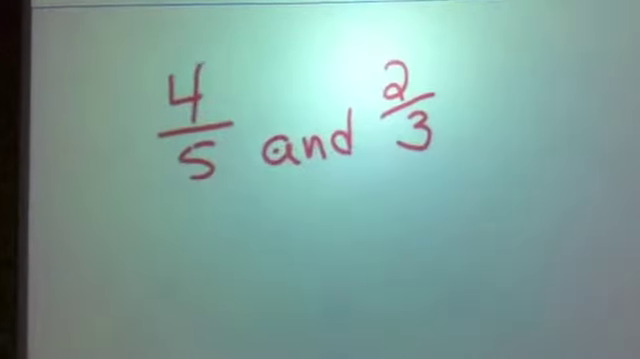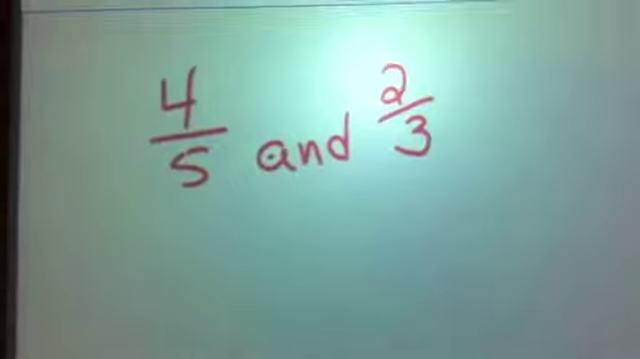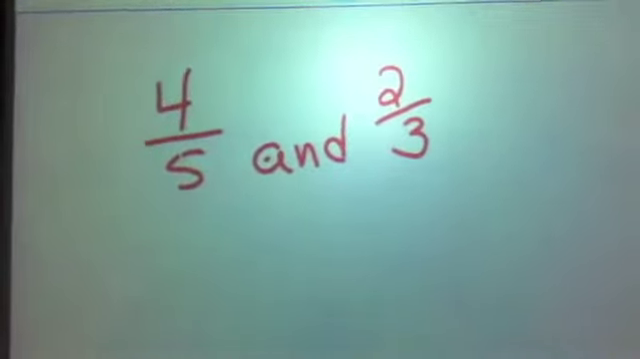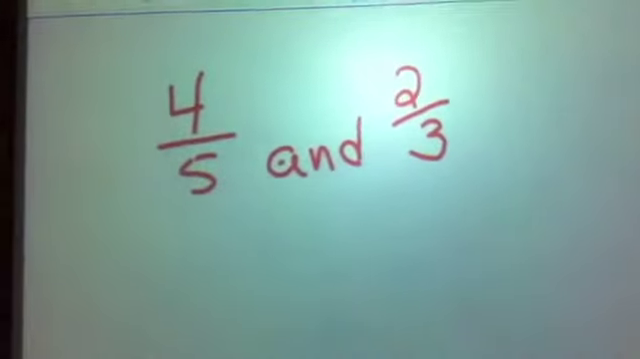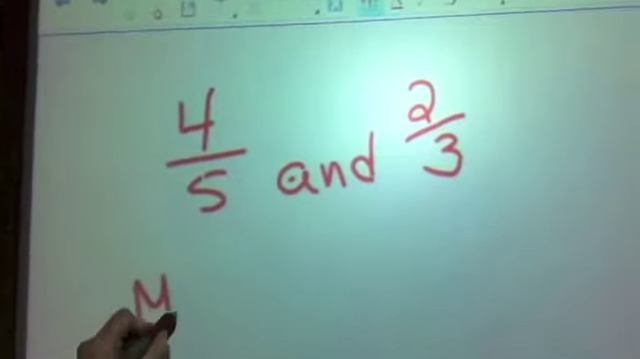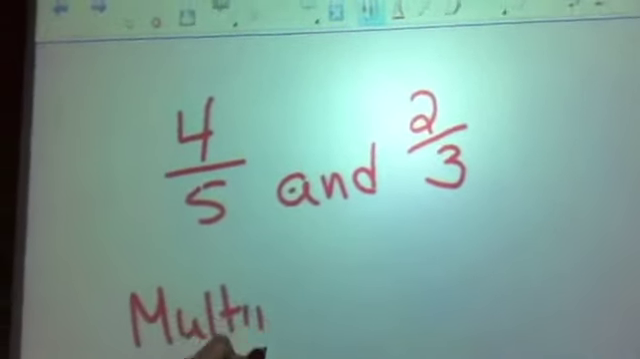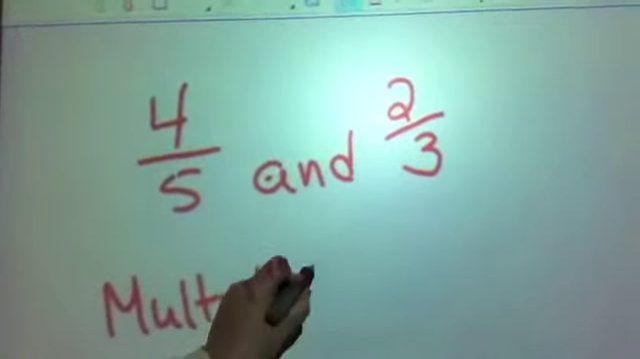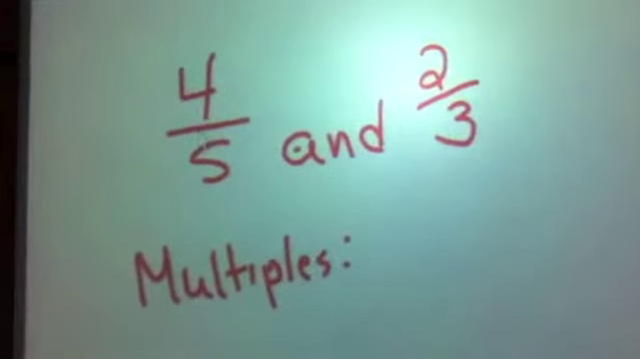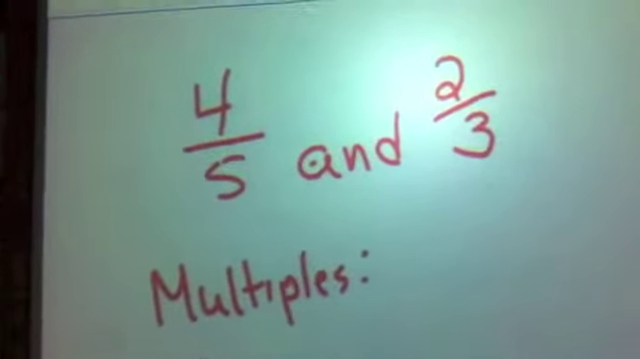Okay, we have 2 fractions that we want to find the common denominator for. The first one is 4/5 and the second one is 2/3. So my first step is to find the multiples of the 2 denominators. And the multiples are the answers to their multiplication facts.